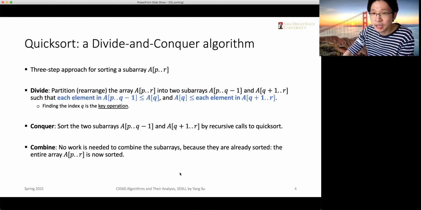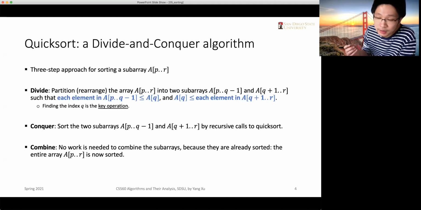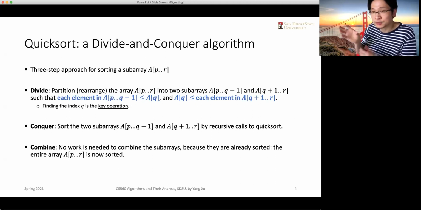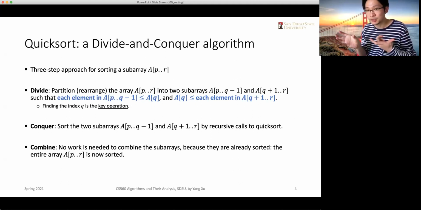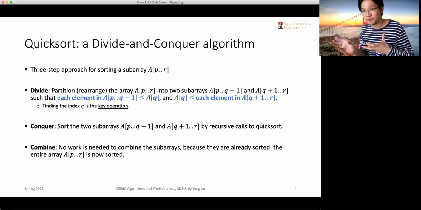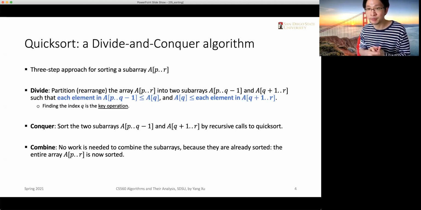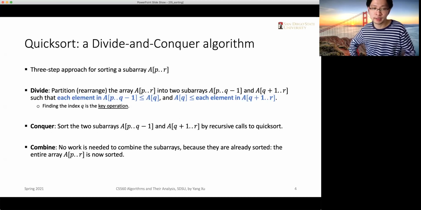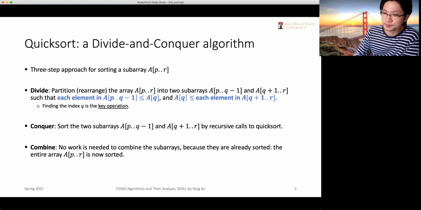And actually, after the conquer step is done, we are pretty much done with the algorithm because no work is needed to combine the sub-arrays because they are already sorted. They are sorted in place. We don't need to copy back from some additional memory space like what we did for the merge sorts. Okay, so after the conquer step, the entire array is now sorted.